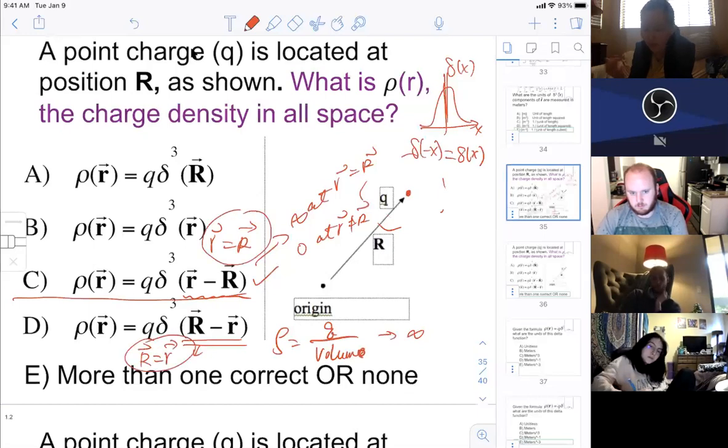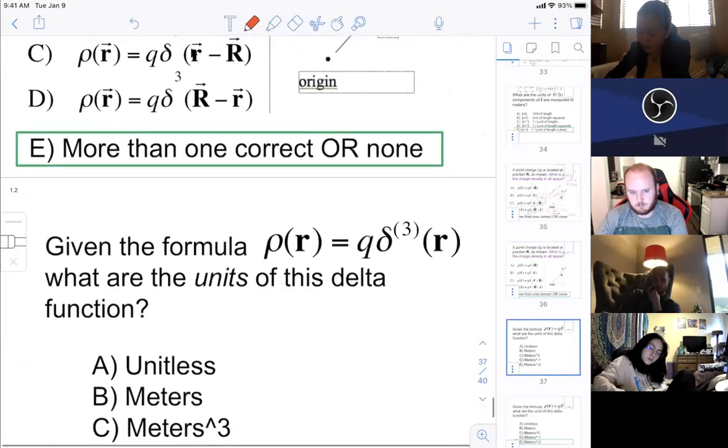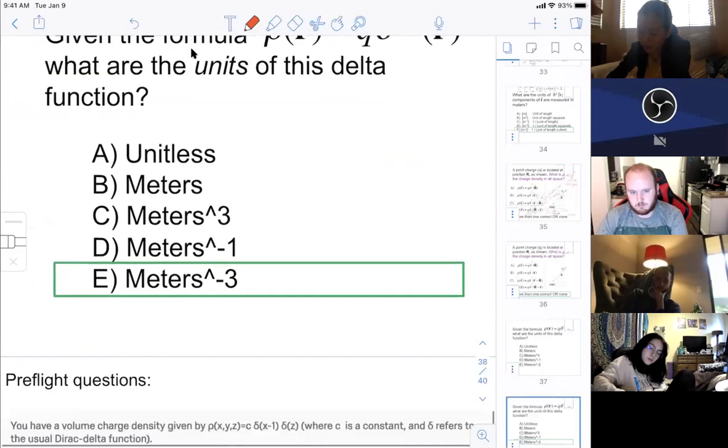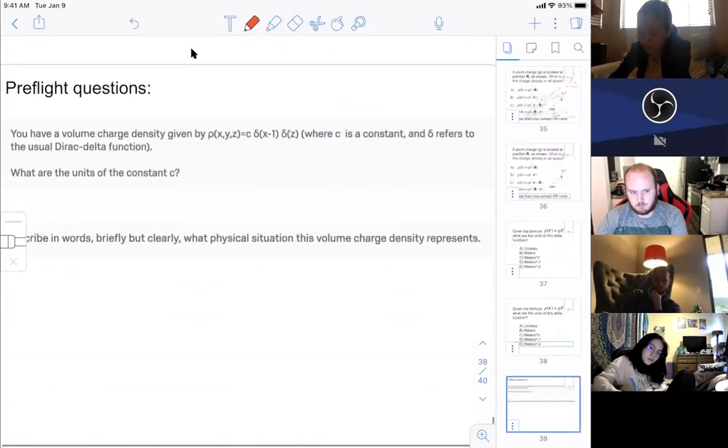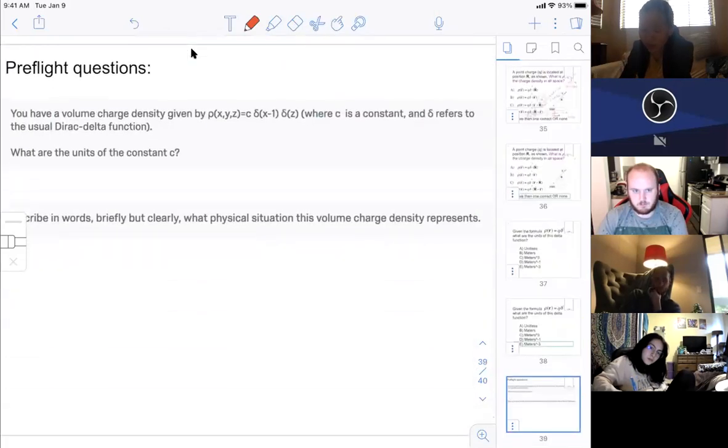I know it's not how we usually want to write it. We write it this way, but this is also correct. So C and D are both correct because there is more than one of these. That's correct, so E is correct. Before you leave, I want to take a look at the pre-flight questions. First one, you have a volume charge density that's given by this.